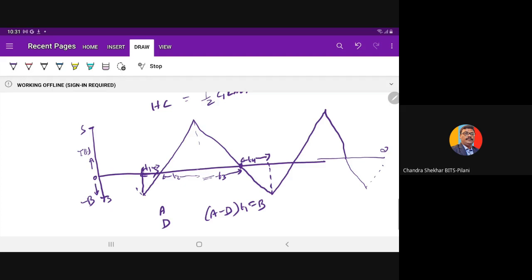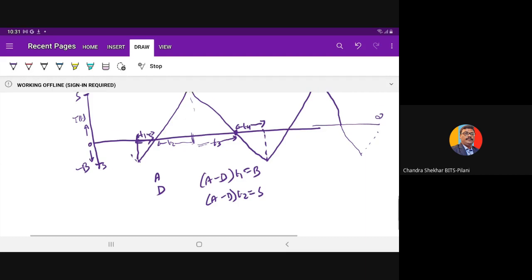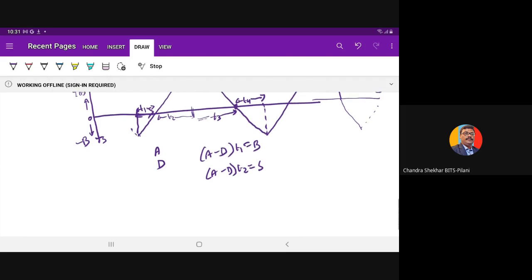Similarly, in the T2 period, again, we have the actual replacement rate as A minus D. A is the production rate, D is the demand rate. So after satisfying the current demand, the rate of increasing the inventory is A minus D. So in the period T2, you are able to stock the S level. Here S is the maximum allowable inventory level. So at that time you are able to manage the S items with the rate A minus D.